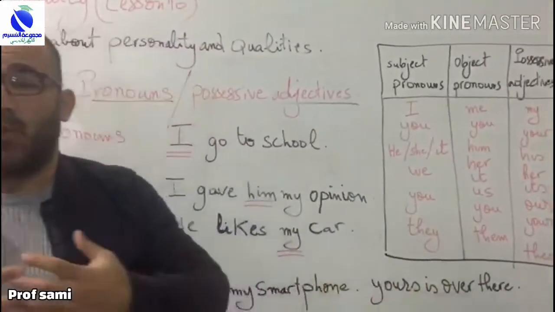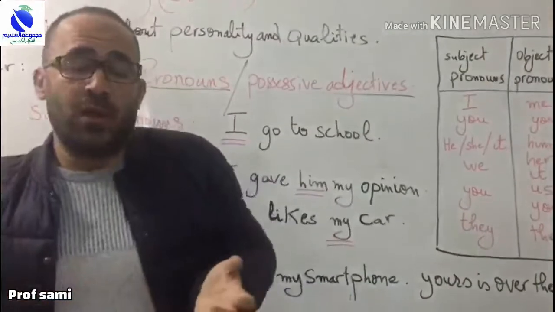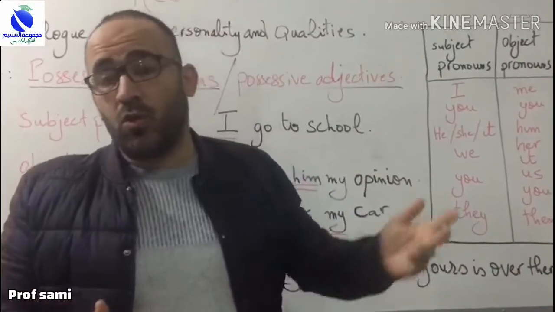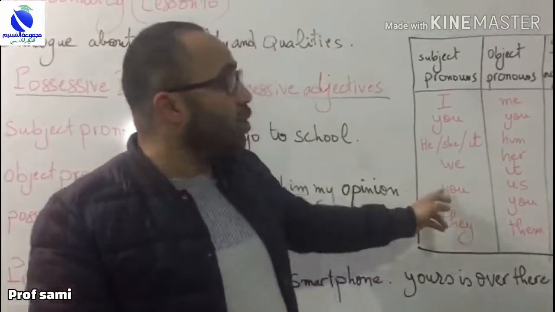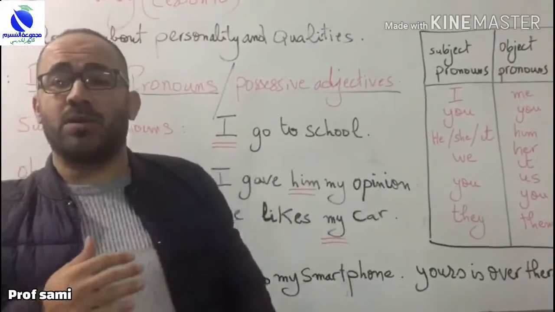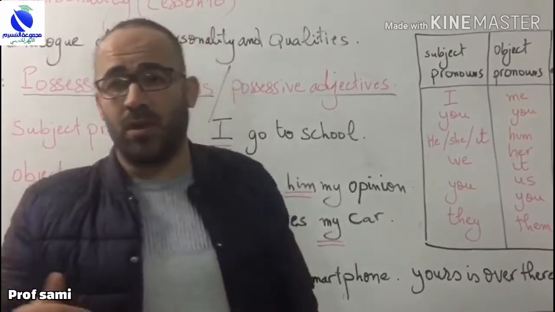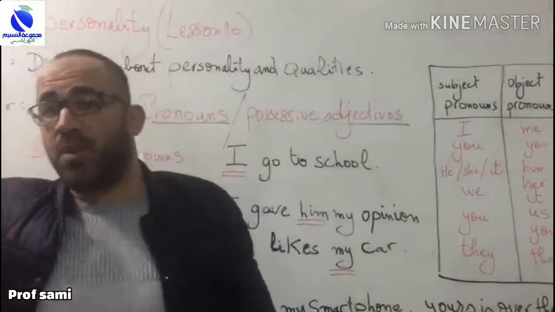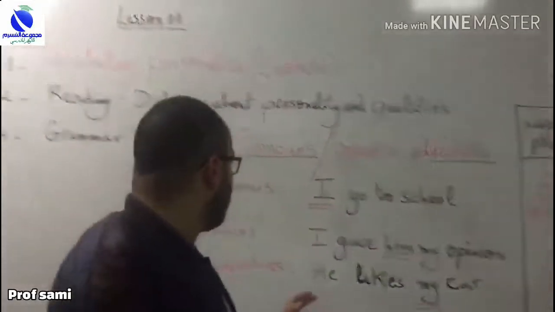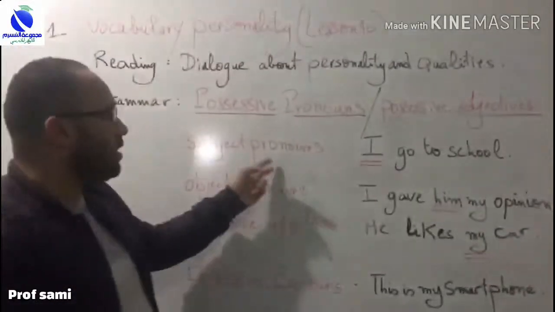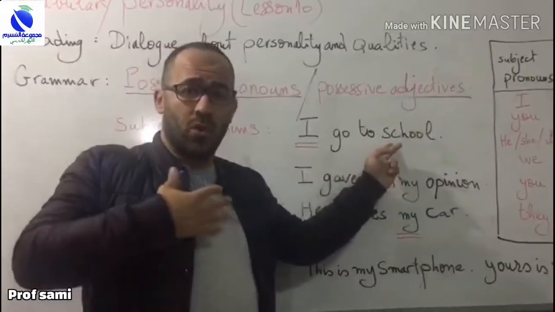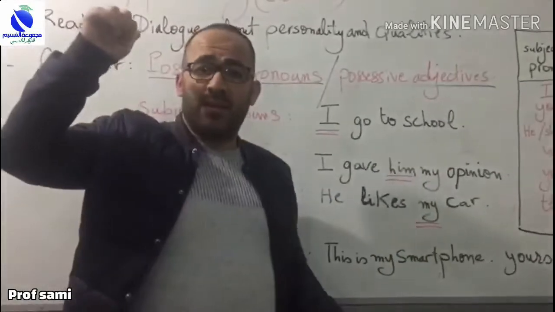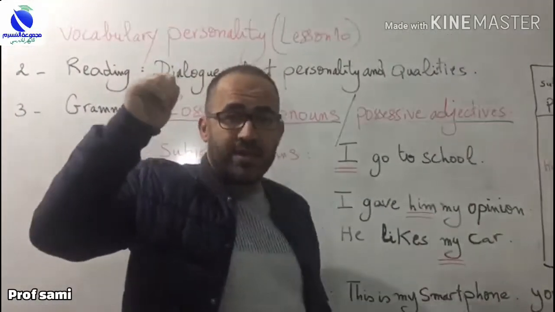We, for a group of people who are talking, for example, me and another one, 2 people or more than 2. You, to express or to talk about a big number of people from 2 and up. They, for a group of people who are absent. For example, we can say subject pronouns. I go to school. You go to school.